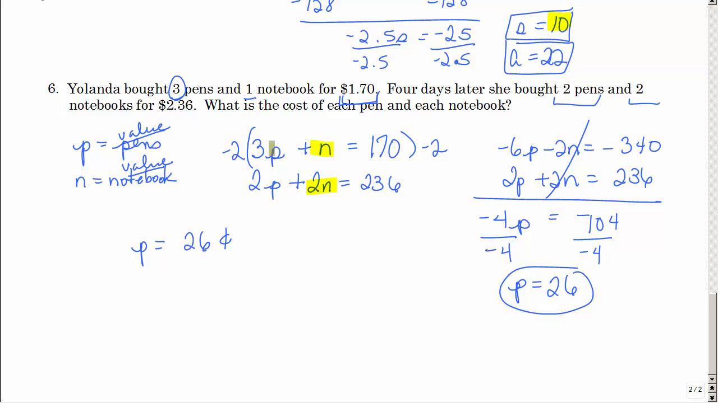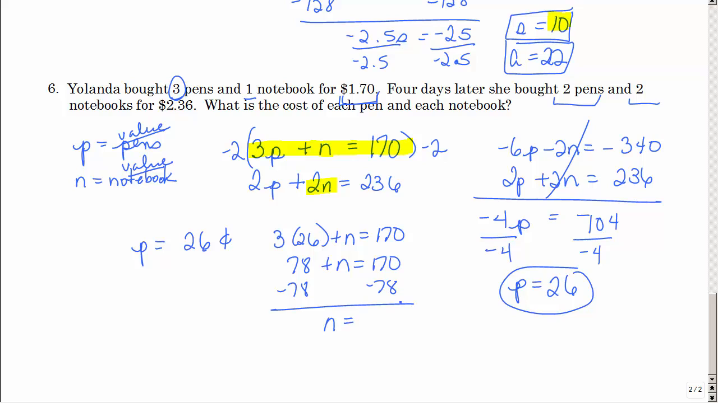So again, pick an equation. I'm just going to go back here. So I have 3 times 26 plus n is 170. I think that's 92. The notebook is worth 92 cents. A little bit trickier. Probably need to pause and rewind and go over these problems one more time.